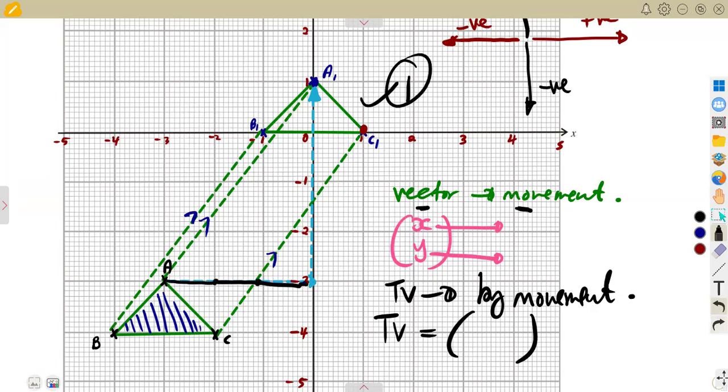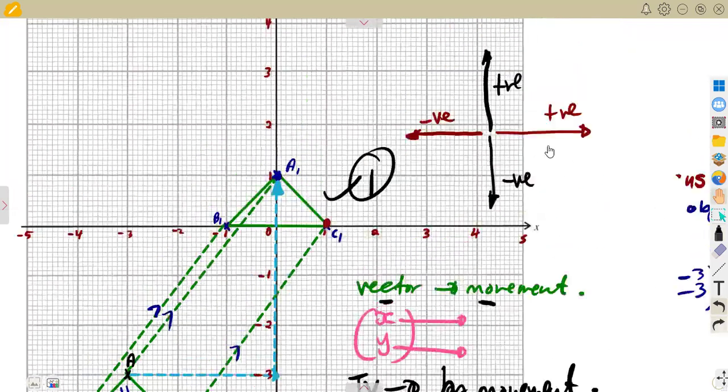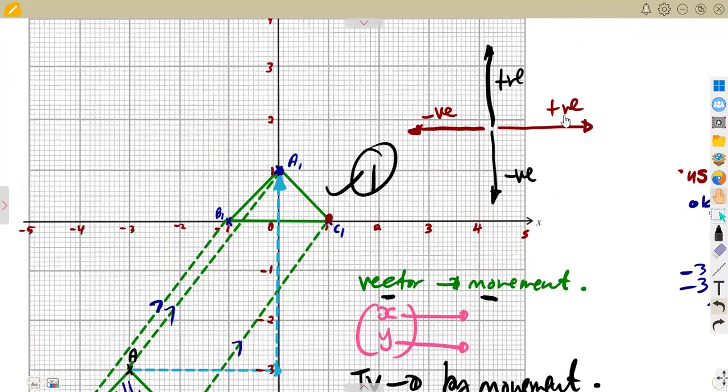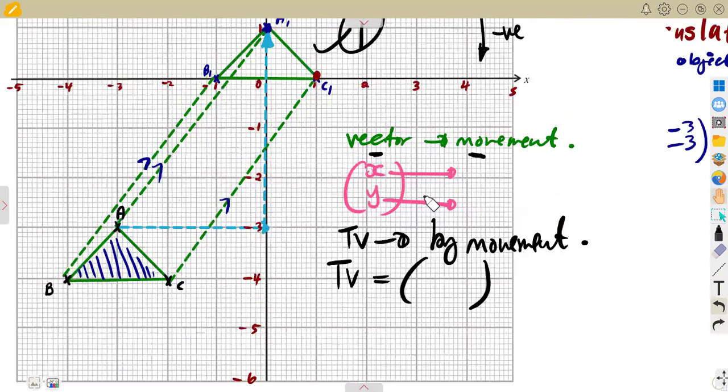But which side are we moving to? We are moving to the right side. I said any movement that you are going to make to the right side in the horizontal is positive. So meaning to say the movement in the x that we start with is positive 3. 1, 2, 3 up to this point. So we moved 3 units up to this point.